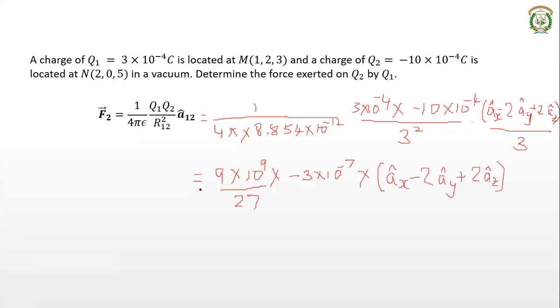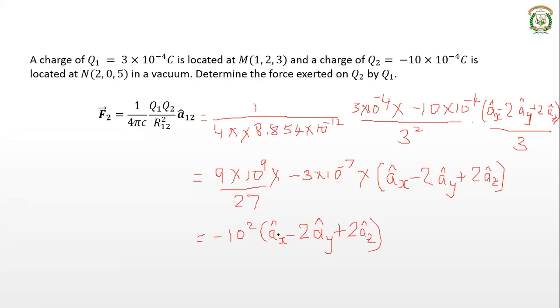Okay, so if you observe this, what you have here is 9 into 3. 9 into 3 is 27. In the denominator also there is 27, right? So they get cancelled. And what remains here is 10 raised to 9 and 10 raised to minus 7, right? 10 raised to 9 into 10 raised to minus 7 is 10 raised to 2. 9 minus 7 is 2. So you get minus 10 raised to 2 into AX minus 2AY plus 2AZ.